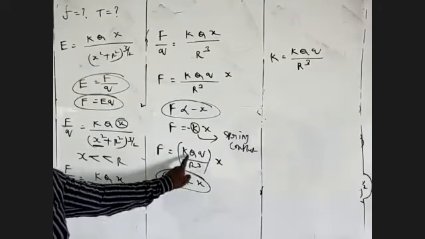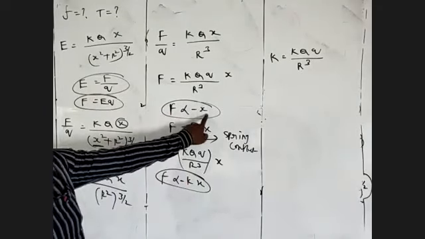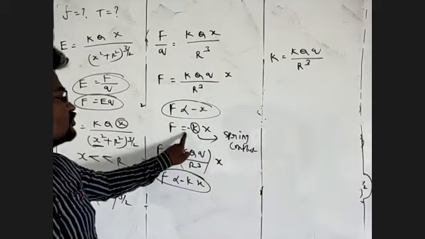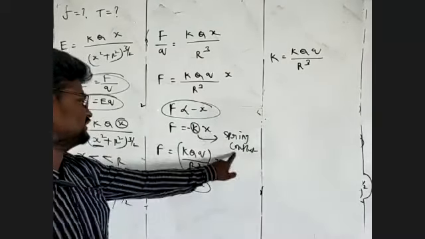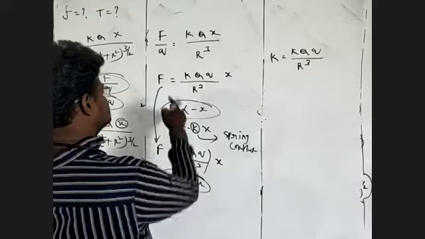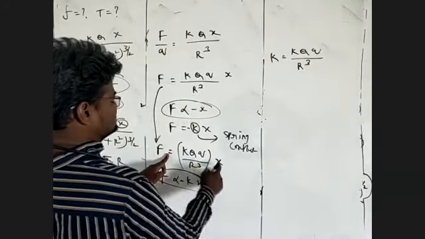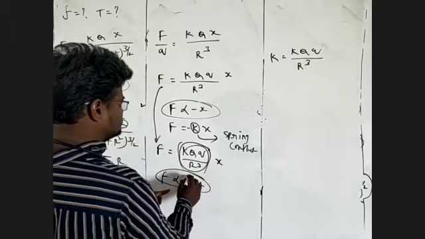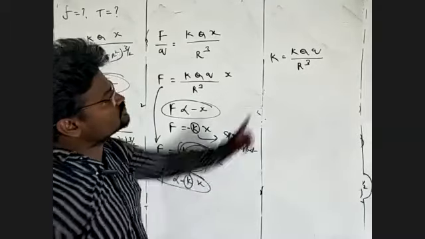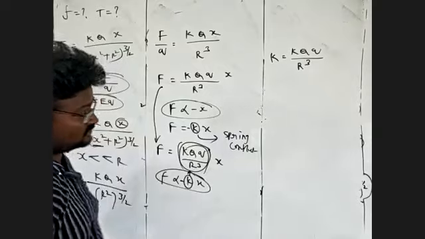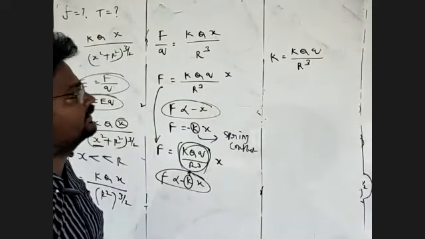F is directly proportional to minus x. F is equal to minus Kx, the general form with spring constant K. In this equation, I'm going to write F is equal to KQq by R cube into x. This proportional constant is the spring constant K, so K is equal to KQq by R cube.